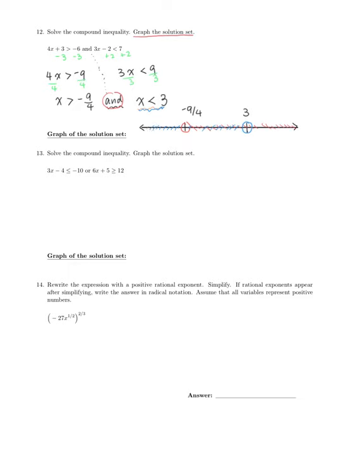Okay, so now remember, since the word is and, we only take the overlapping part. Please do not leave your answer like that. Your final answer should only be where the two intervals are overlapping. So your answer should look something like this: open, open, and then you just shade in between. Okay, so this is the final answer.